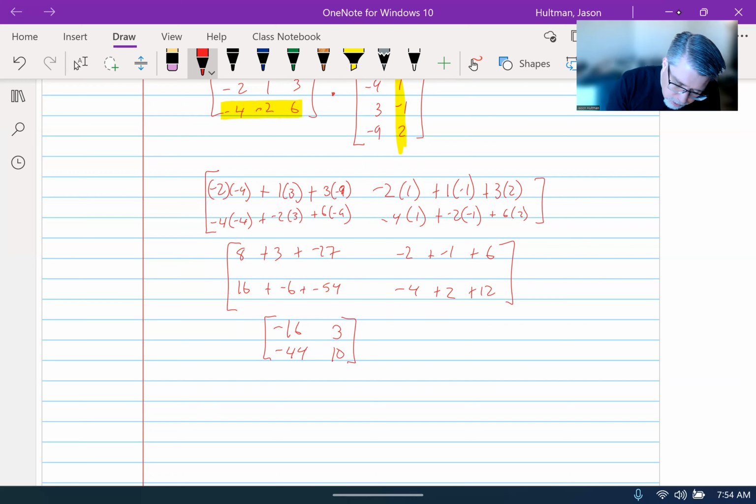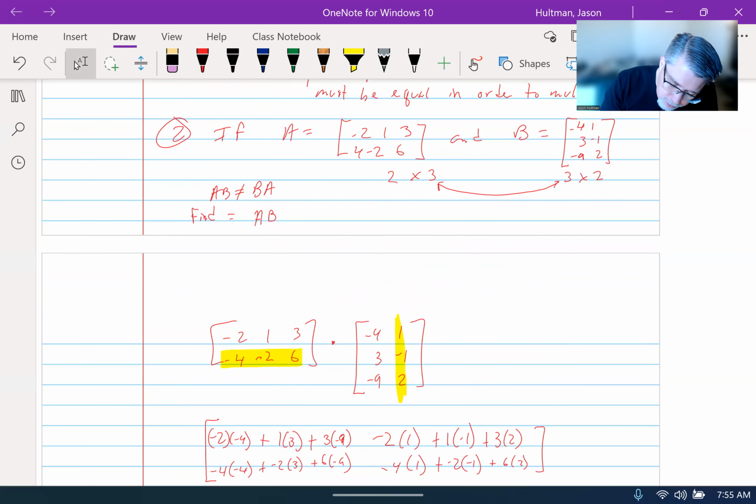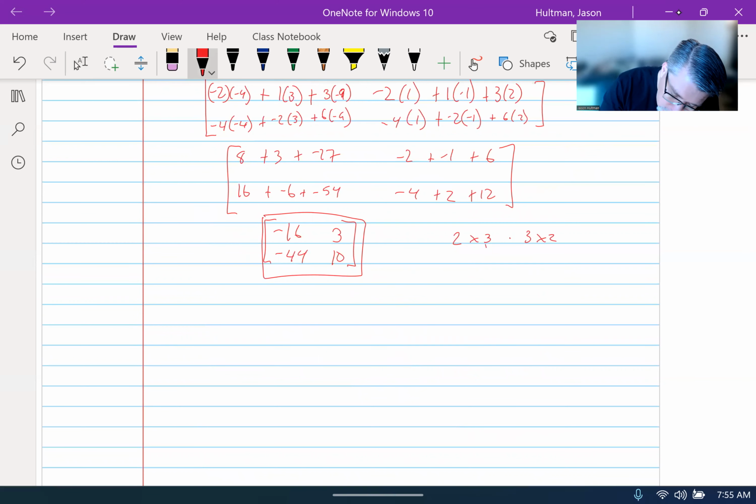That's my resulting matrix. Notice that it's a 2 by 2, 2 rows and 2 columns, which is not by coincidence, because we start off with a 2 by 3 times a 3 by 2. The inner dimensions matched up, and the resulting matrix is a 2 by 2. It's just the ones on the outside.